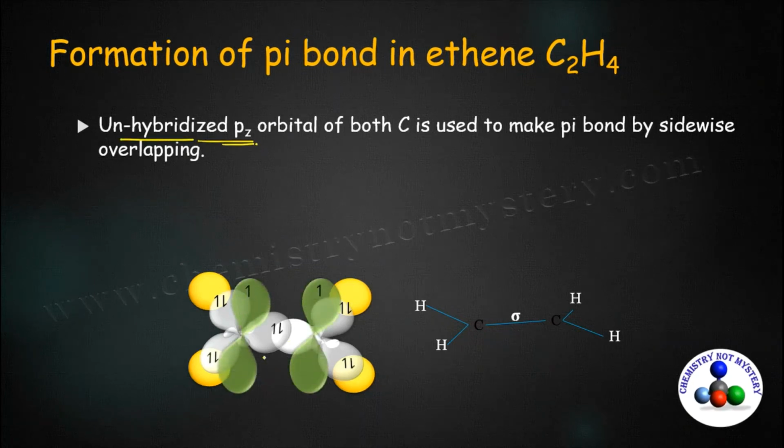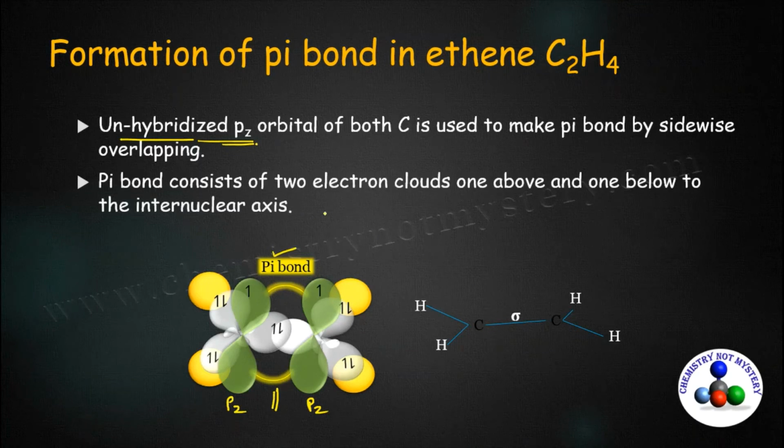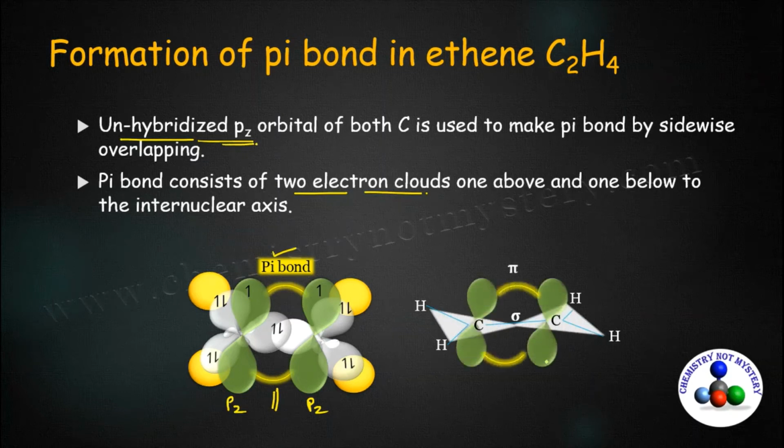This pz orbital is perpendicular to the plane and each pz orbital contains a single electron. As they are parallel to each other, they can do sidewise overlapping. And by the sidewise overlapping, they result in the formation of pi bond. This pi bond is perpendicular to the plane and it contains 2 electron clouds, one above and one below the internuclear axis. When you see the geometry of the ethene molecule, you will see all sigma bonds present in a plane and pi bond is present above and below the internuclear axis in the form of electron clouds.